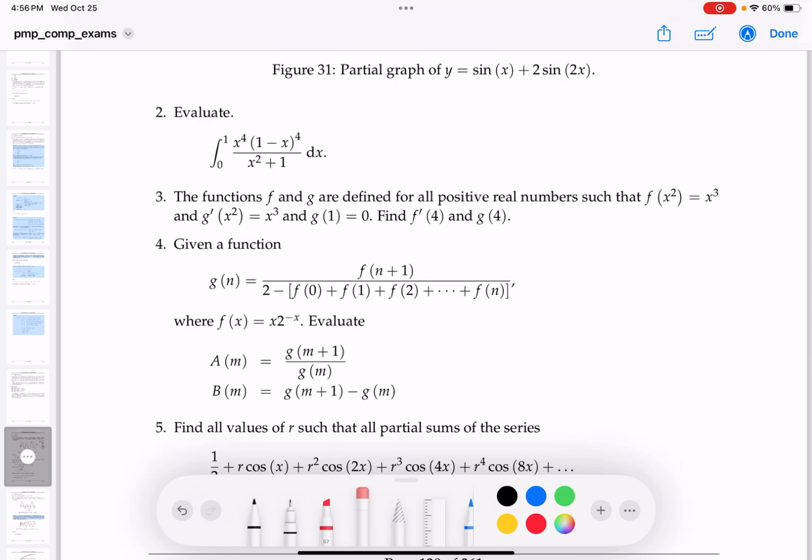Okay, we're on number 3, and I'm reading it. The functions f and g are defined for all positive real numbers, such that f of x squared equals x cubed, g prime of x squared equals x cubed, and then it goes to g of 1 is 0, f prime of 4 is 4, and g of 4. I'm sorry, find. They didn't give that to me, find those things.